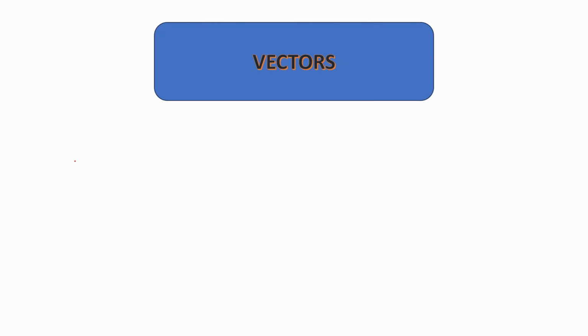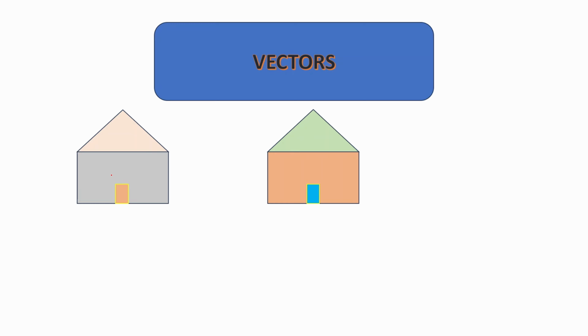Now let's take the same example as we did in the previous video to describe or to define scalars. Say I have two houses, house 1 and house 2, and I travel a distance of 10 meters from house 1 to house 2 in 5 seconds. That means I travel a distance of 2 meters per second, and this is what we call speed. And speed is also a scalar quantity.